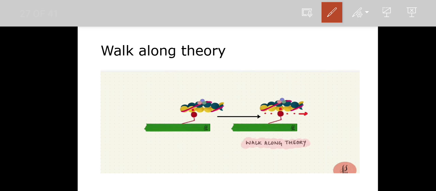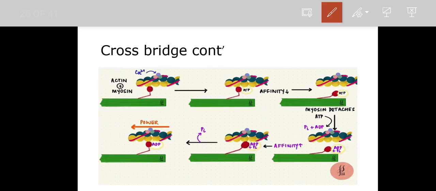When we say walk along theory, we mean to say actin has bound to this and it is moving towards this direction. It's more like walk along theory. Cross bridge is this combination. Actin and myosin bind. ATP, when it binds, reduces affinity. You've seen, it has detached it. Then this is not good. We need to hydrolyze ATP to phosphate group and adenosine diphosphate. Then once they bind to ATP, they increase the affinity. ATP moves towards the actin.